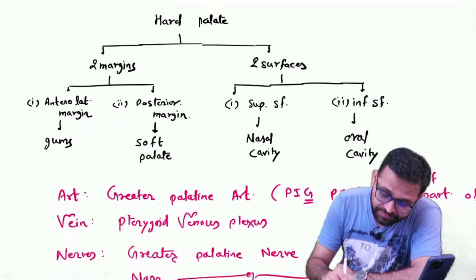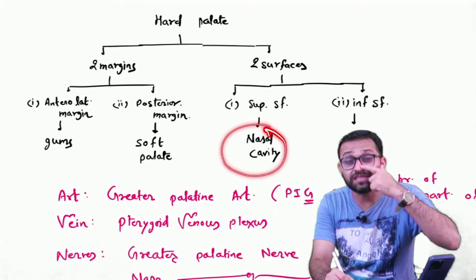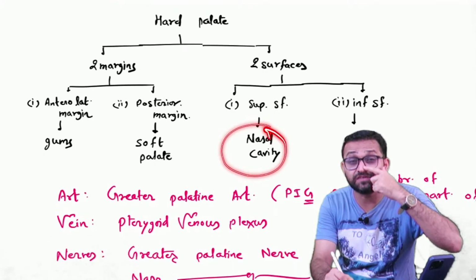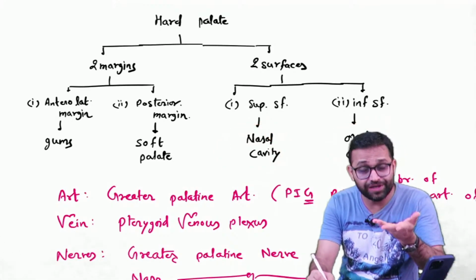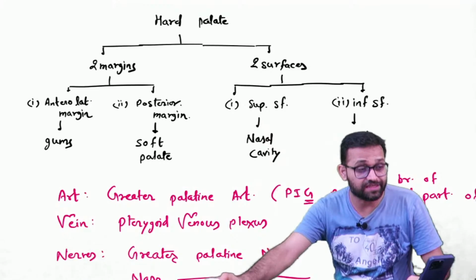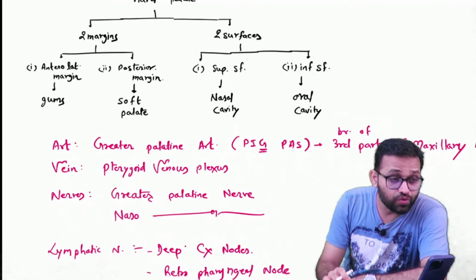Sir, the superior surface is related with what? Sir, the superior surface is related with the nasal cavity. Inferior surface is related with the oral cavity. No need to memorize at all. Okay, sir. Now look further.